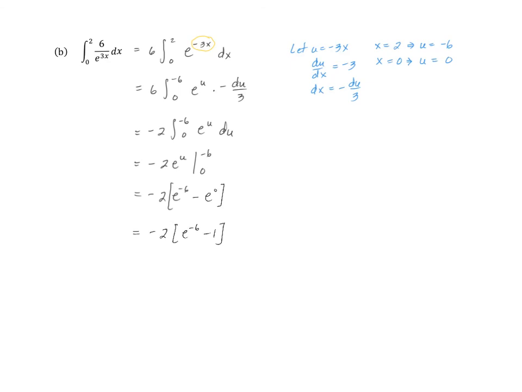I don't like all those negatives. Maybe I'll switch this order around, and write this as 2 times 1 minus e to the negative 6. I think that looks prettier. And I'm going to stop here. You could have actually stopped earlier. I just thought it looked weird.